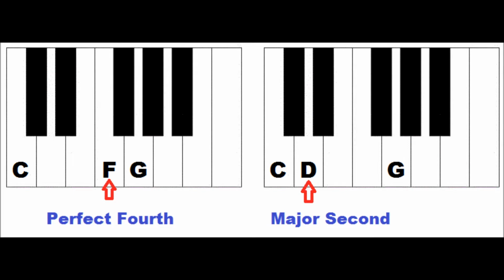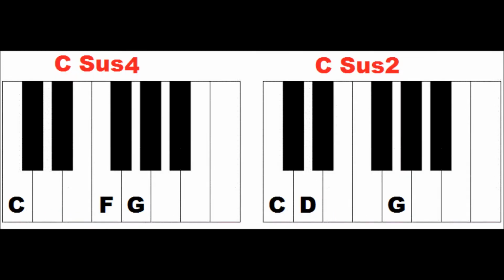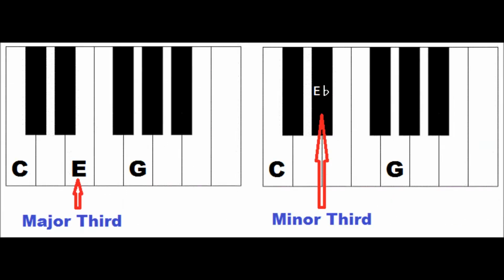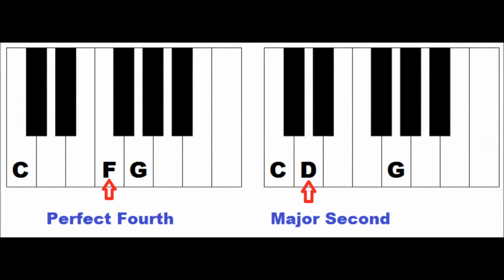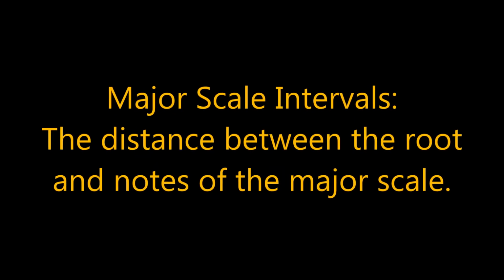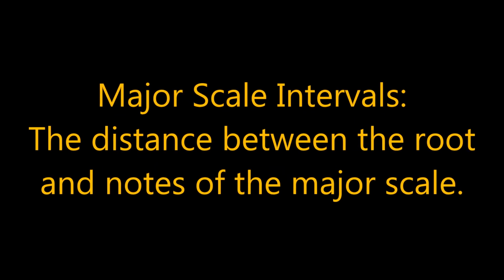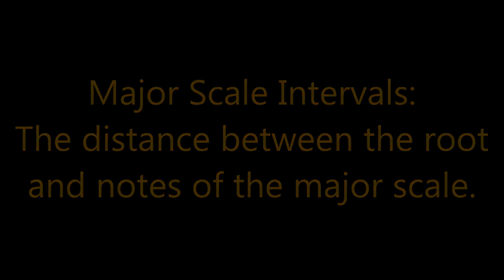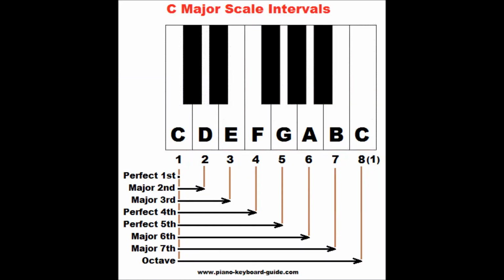For the sake of those who are new to this, let's find out what we mean by the terms minor third, major third, perfect fourth, and major second. These are intervals. They are the distance between the root and notes of the major scale. A perfect first or unison is between the root and itself. A major second is between the root and the second note of the scale.